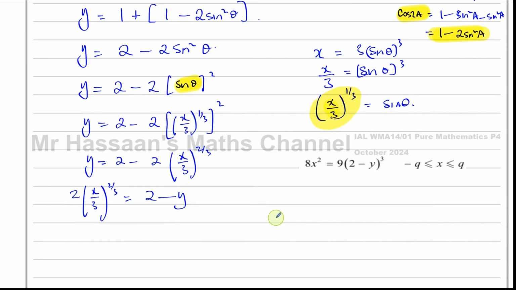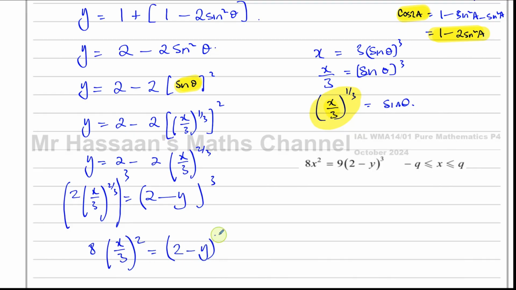Now, I want to end up with the x squared, but I don't want the cube root thing over 3. So what I can do is take all of this side and cube it, and take all of this side and cube it to get rid of this cube root thing. That's like a cube root. If you multiply these powers together, as you have to do when you've got powers, this becomes just squared. So I have 2 to the power of 3, which is 8. I have x over 3 to the power of 2 equals 2 minus y to the power of 3.